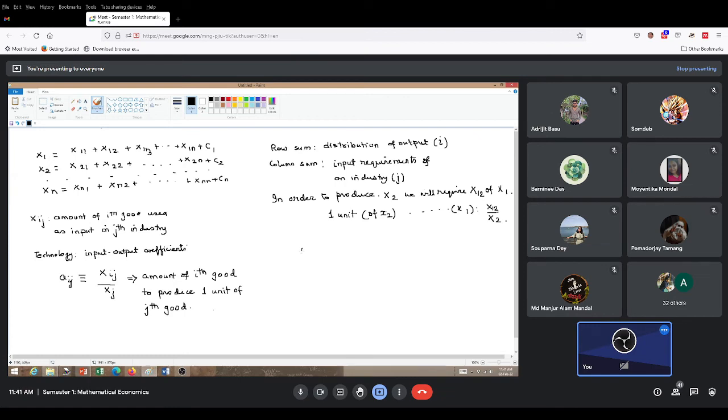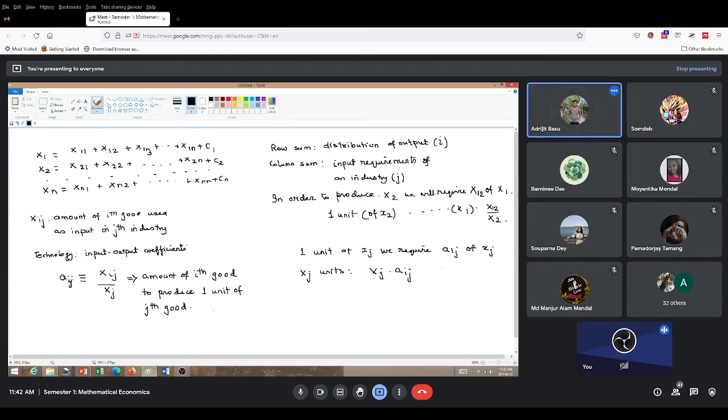Okay, now tell me, suppose you are producing, in order to produce one unit of xj, how much of xi will you require? We will require aij. Okay, if I want to produce xj units, how much will we require? xj into aij. Yeah, this is equal to xij.